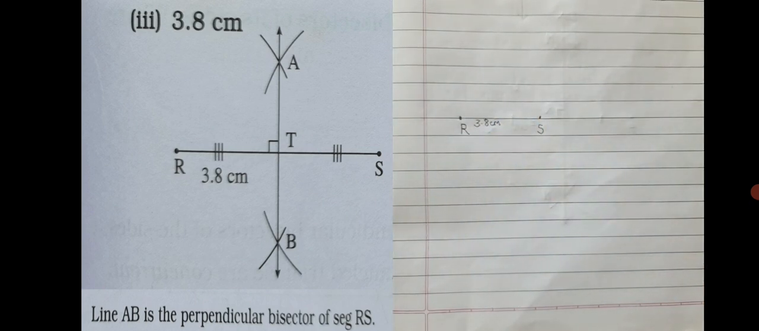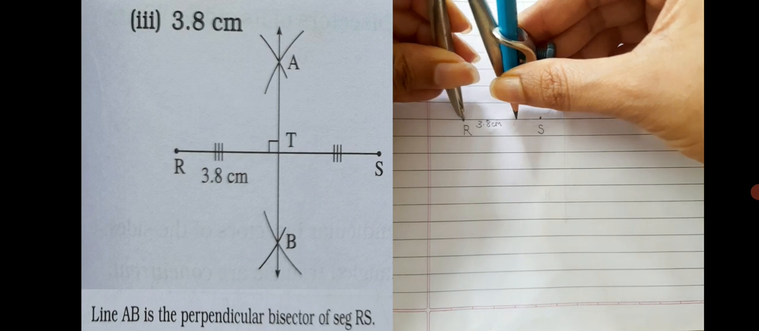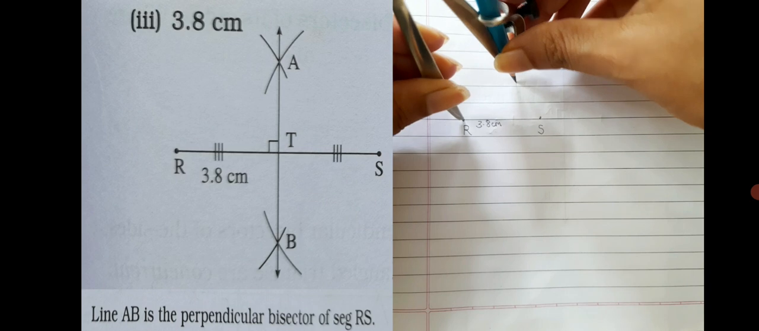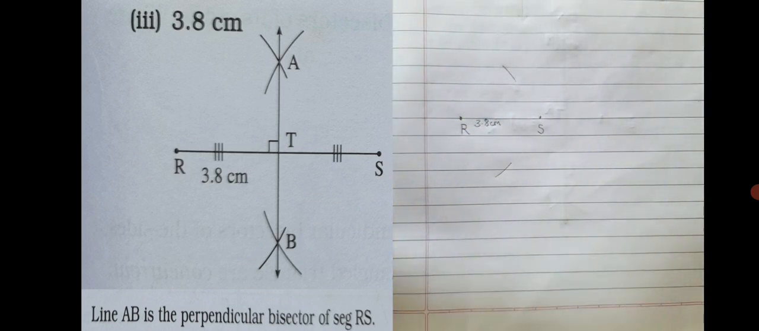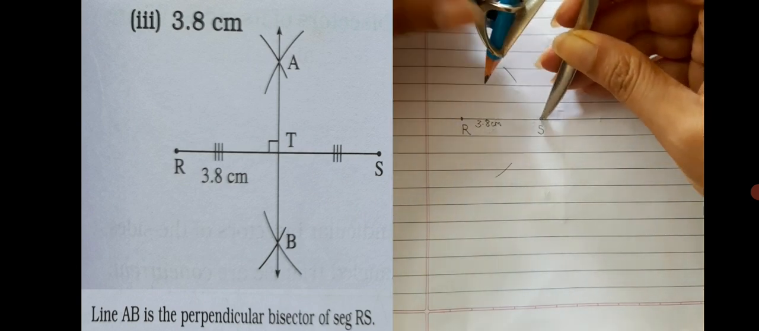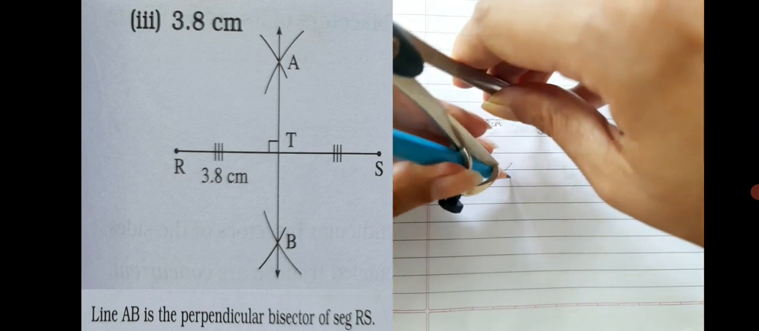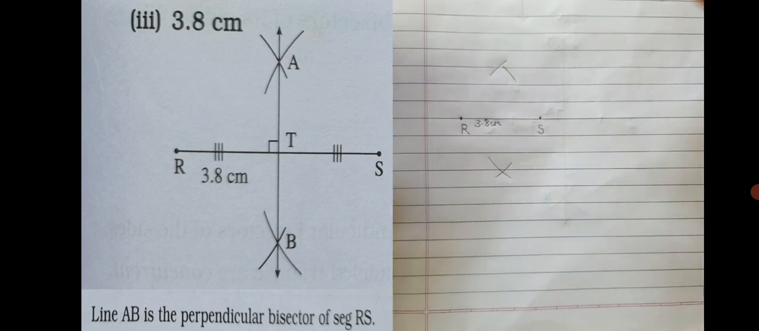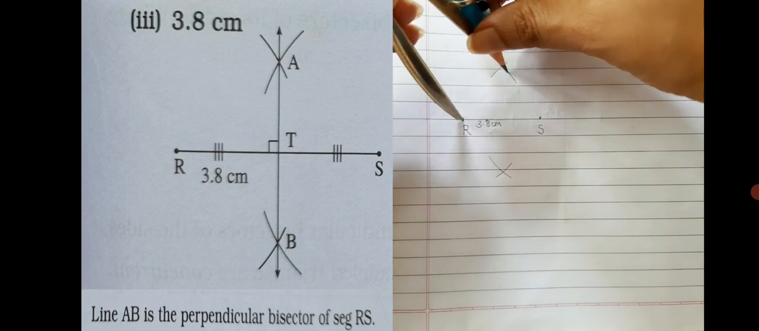Okay, once you get RS as 3.8 centimeter, we are going to take the compass and take more than half the distance in your compass and mark arcs upward and downwards. Once you have marked your arcs upward and downward, you are going to join them. If the arcs are not intersecting, you can go back to point R and extend the arc so that both intersect each other very well.